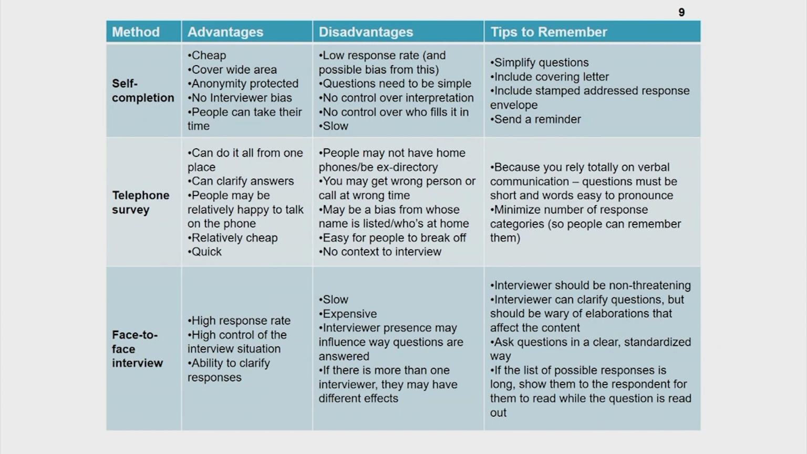You rely totally on verbal communication, therefore questions must be short and words easy to pronounce, and you should minimize the number of response categories so people can remember them, because you are asking them. Usually telephone surveys can have options in the form of a yes or a no, but when we have more options or more categories to choose from, it becomes difficult for people to remember.